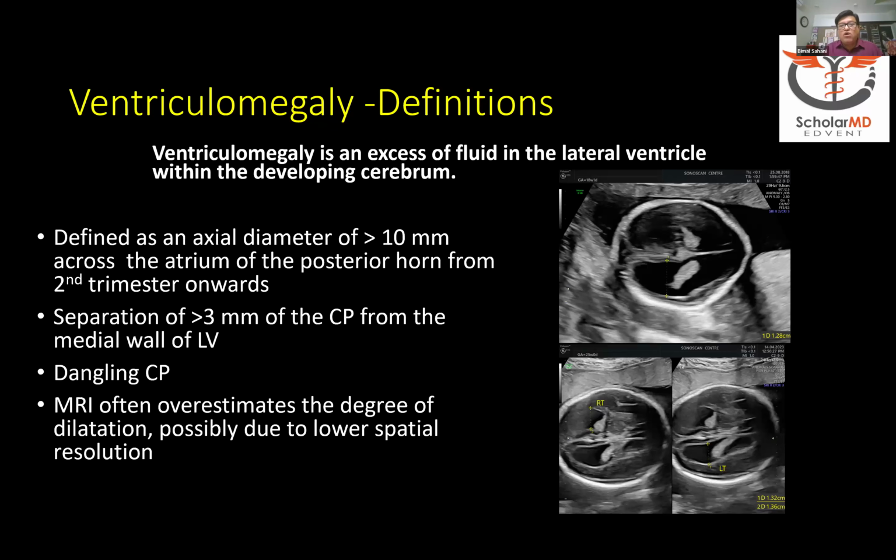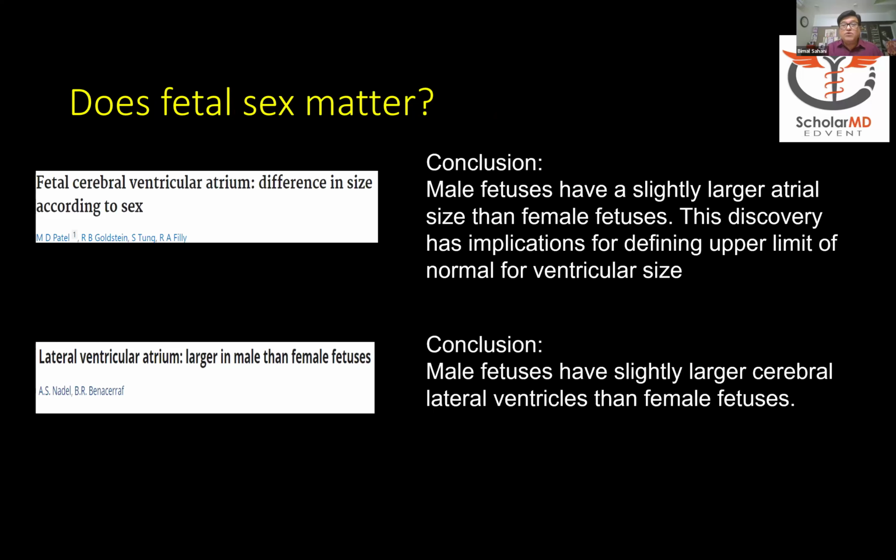Now, MRI often overestimates the degree of dilatation. This probably happens because of a lower spatial resolution, but that is something which we need to be aware of. Now, does fetal sex matter?